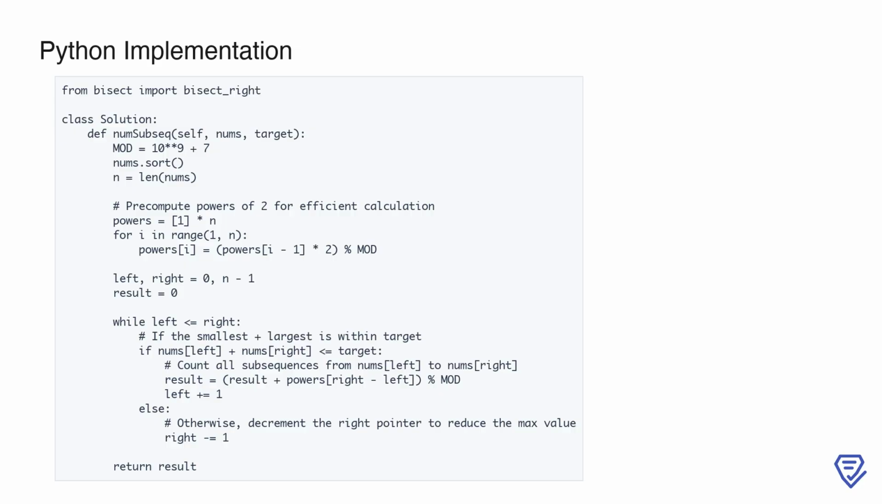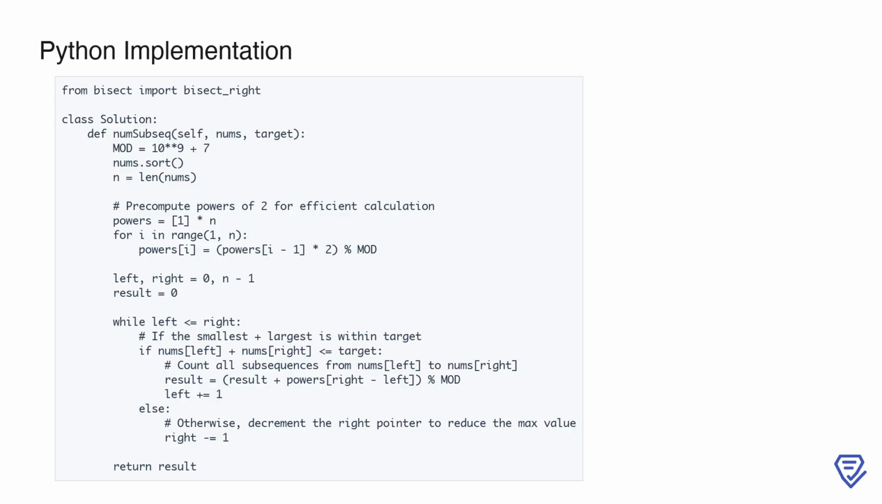4. Condition check. nums[left] + nums[right] <= target. If the sum of the smallest, nums[left], and largest, nums[right], elements is less than or equal to the target, then all subsequences formed by elements between left and right, inclusive, are valid. The count of such subsequences is 2^(right - left), which is retrieved from the pre-computed powers array. The result is updated modulo mod to prevent overflow.